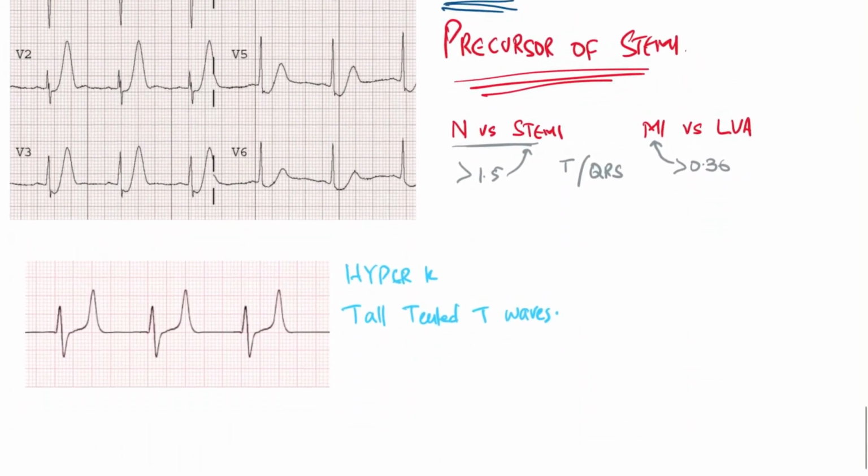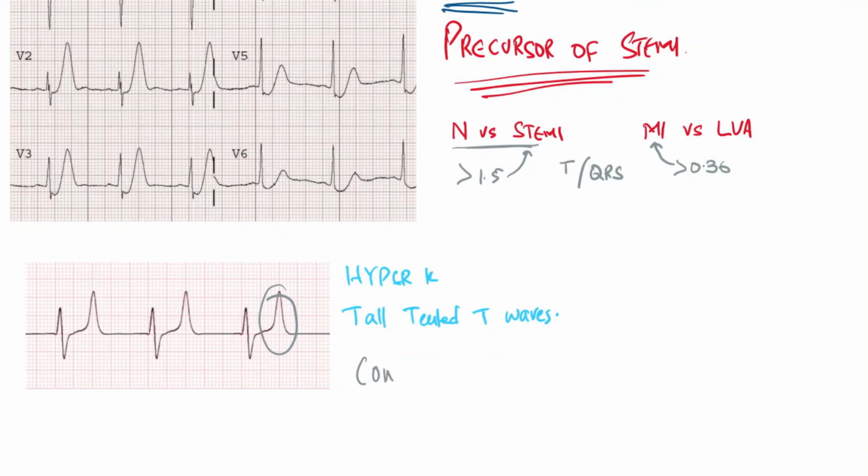The next hyperacute T waves you're going to see are basically narrow-based, tall tented T waves. Always check the potassium. This is a precursor for hyperkalemia, actually.